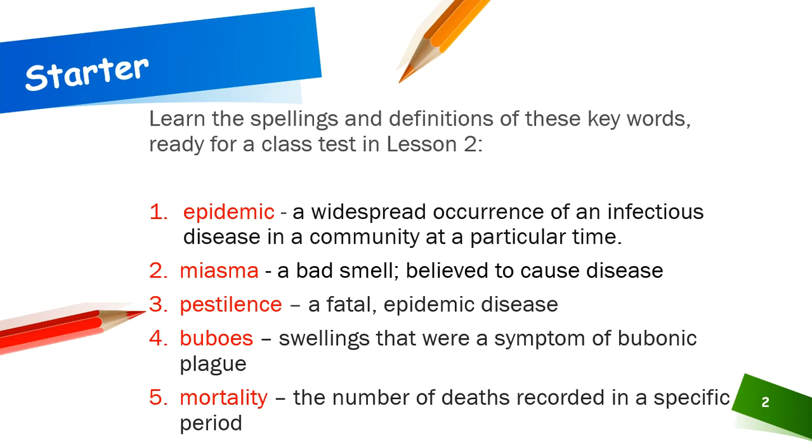2. Miasma, a bad smell, believed to cause disease. 3. Pestilence, a fatal epidemic disease. 4. Buboes, swellings that were a symptom of bubonic plague. 5. Mortality, the number of deaths recorded in a specific period.